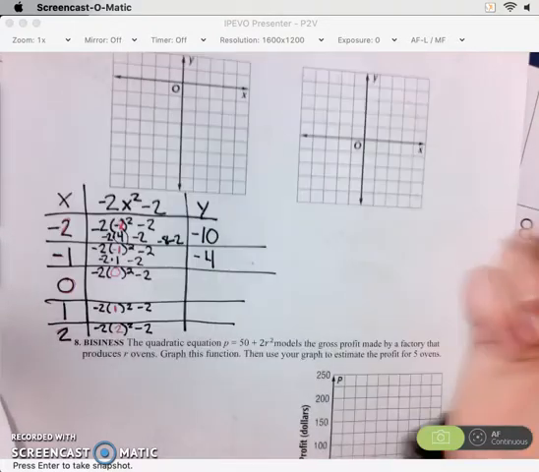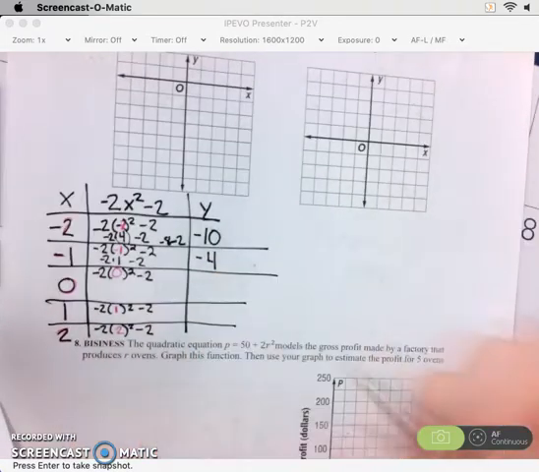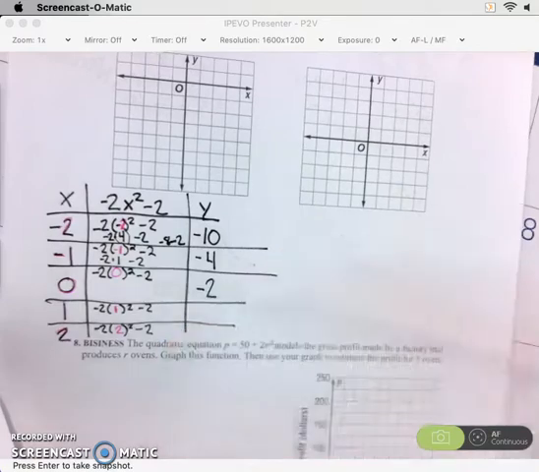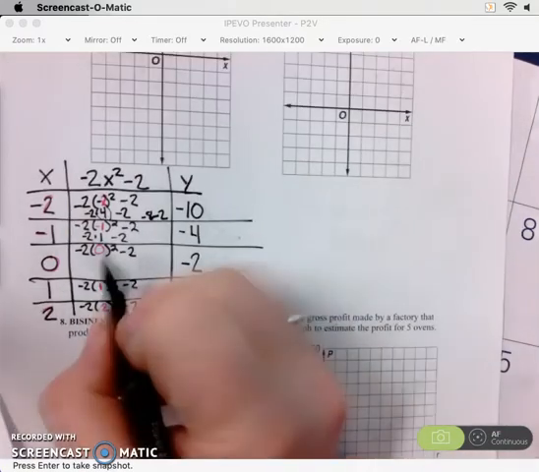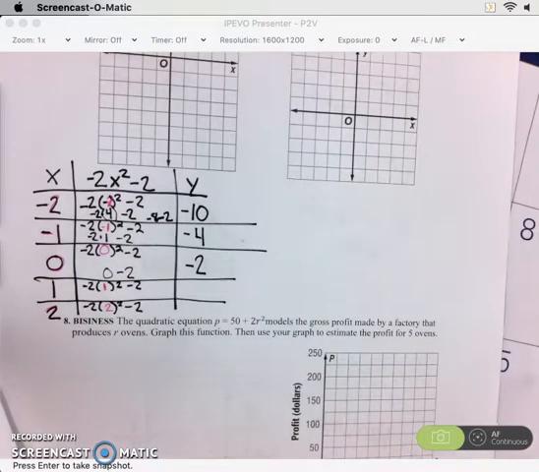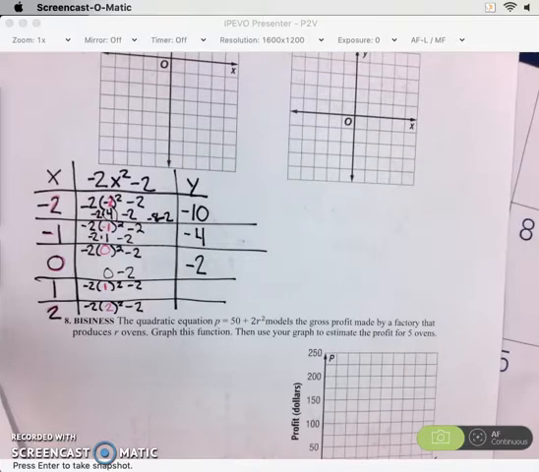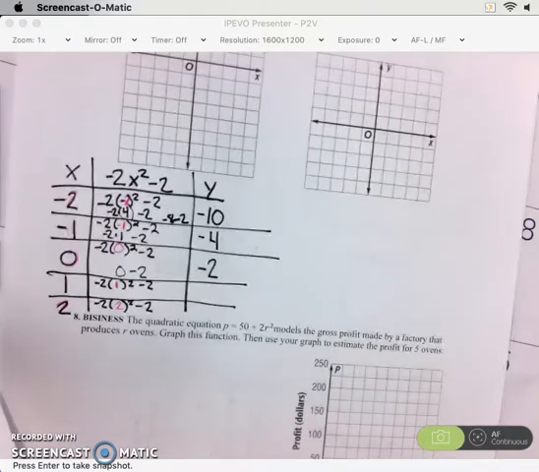Yep. Okay, 0 times itself is 0, times negative 2 is 0. 0 minus 2 is a negative 2. You should be showing your work in here, showing that final step of 0 minus 2 is equal to negative 2.